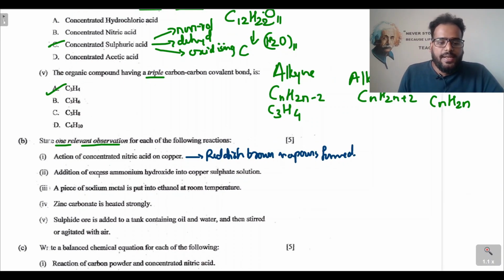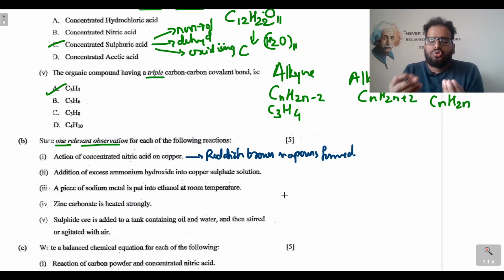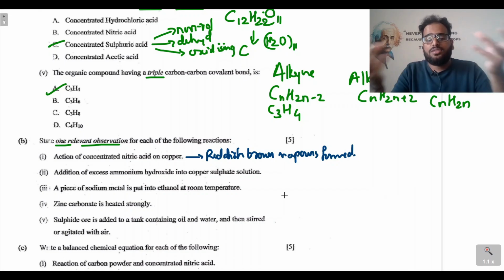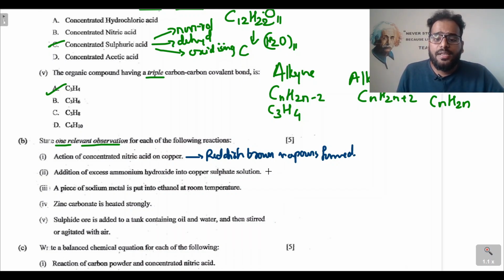चलो, addition of excess ammonium hydroxide into copper sulphate solution. तो ammonium hydroxide, this is an analytical chemistry chapter. कॉपर सल्फेट में थोड़ा डालेंगे तो you will get a pale blue precipitate. If you do add excess of ammonium hydroxide, you will get an inky blue solution.